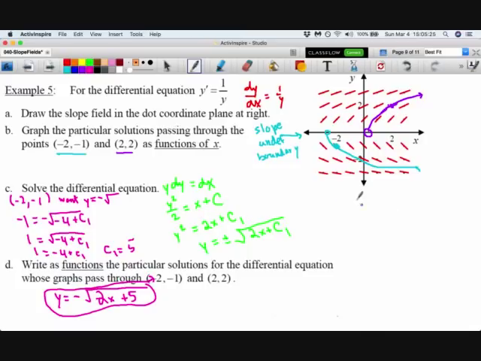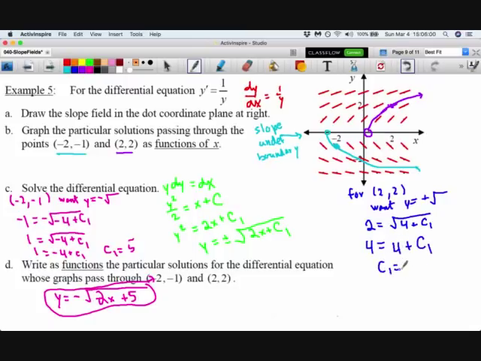And now how about for 2, 2? For 2, 2, we want y equals positive square root. 2 equals square root of 4 plus c1. 4 equals... nope, not square root. I squared both sides, so the square root disappears.